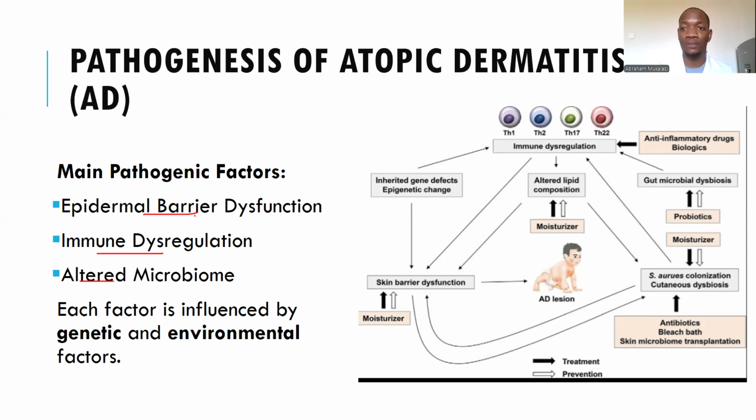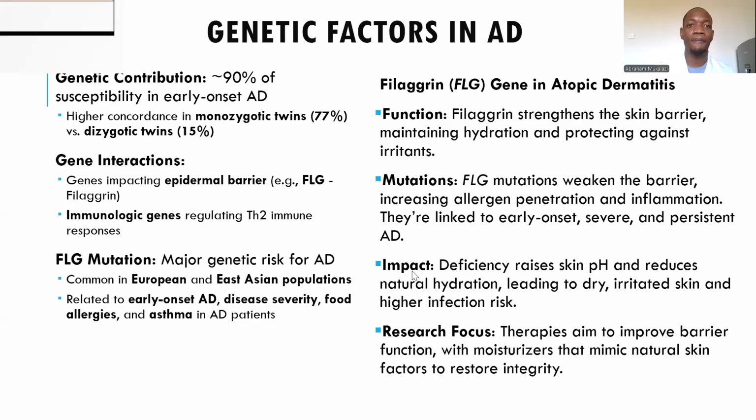And we're going to see how each of these comes into play to end up with a child having atopic dermatitis. So starting with the genetic contribution. In this case, we see that the genetic contribution is very high, up to 90%, especially in the early onset atopic dermatitis. So even when they did studies among monozygous twins, you find that concordance was up to 77%, and for dizygotic twins, it was up to 15%. Monozygous twins almost share everything. So the risk of them getting atopic dermatitis was also very, very high.